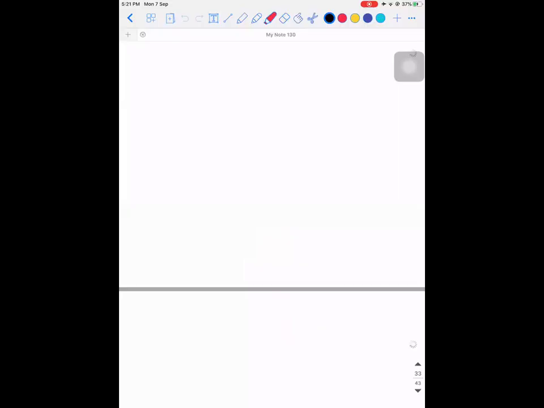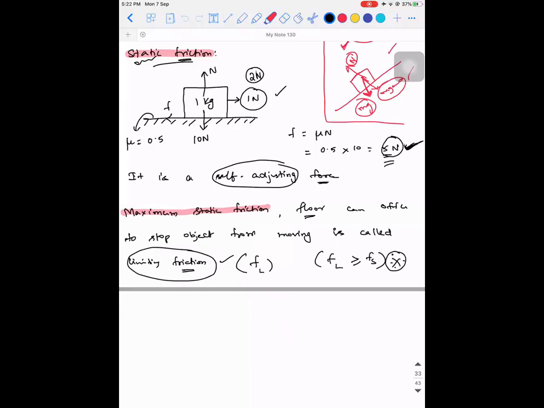So static friction is the friction that comes into play when the object is at rest, right? When you're trying to apply a force and the object is not moving, then static friction comes into the picture. Then I told you another important point: it is a self-adjusting force. And what is the name for the maximum static friction that exists in an object? The maximum static friction that the object experiences is called limiting friction.